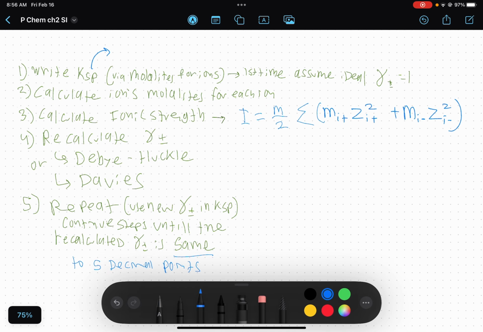And then let's see, KSP is like this. KSP is equal to gamma plus or minus to the power of V positive plus V negative, times M positive to the power of V positive, times M negative to the power of V negative.